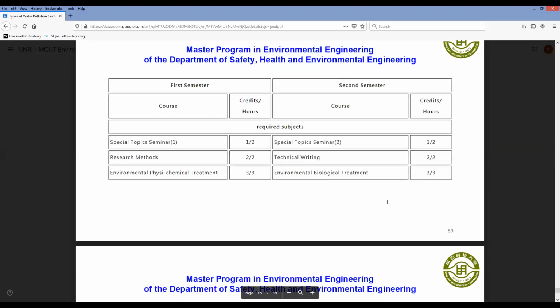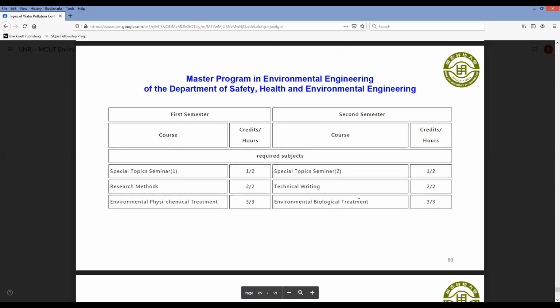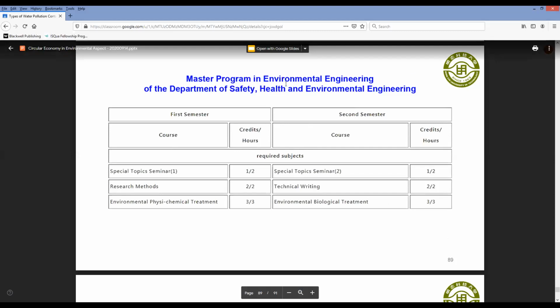And then this is just to show you the master program in environmental engineering in our department. Usually students take classes in the first and second semesters, so it means they take classes in the first year. For the first semester, they take a special topic seminar, which means we invite some researchers to give a speech and share some of their experiences with us.